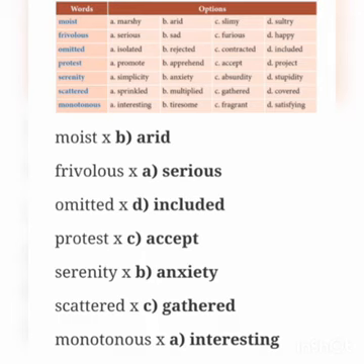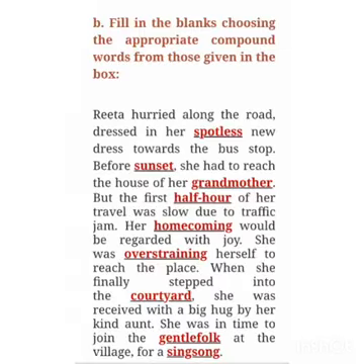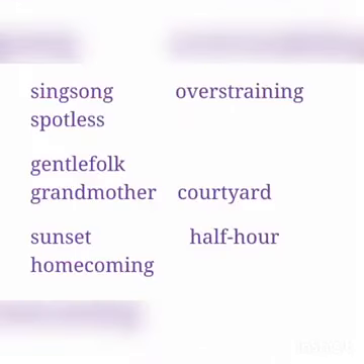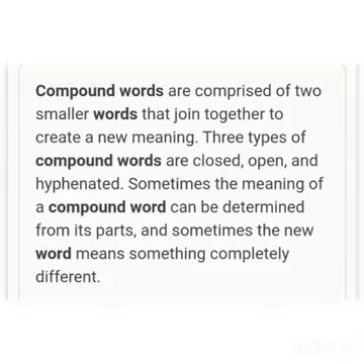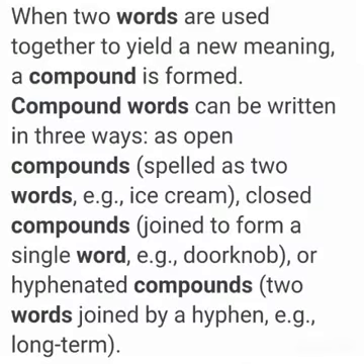The next one, B. Fill in the blanks, choosing the appropriate compound words from those given in the box. See, the meaning of compound words is that smaller words join together and create a new meaning. That is called compound words. Here we have three types of compound words: open compounds, closed compounds, and hyphenated compounds. With these compound words we are going to fill in the blanks given in the book. Okay, we will do the answers.